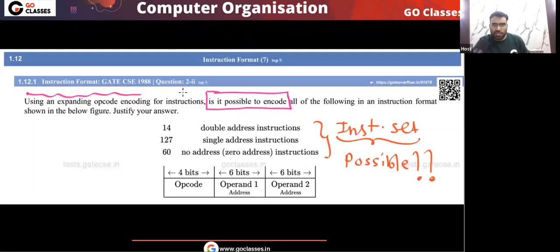You can see the size of instruction. Tell me what is the instruction size? The size of instruction is 4 plus 6 plus 6. Okay, 4 plus 6 plus 6, that is 16 bits, right? So the instruction size is already given to you, that is 16 bits.